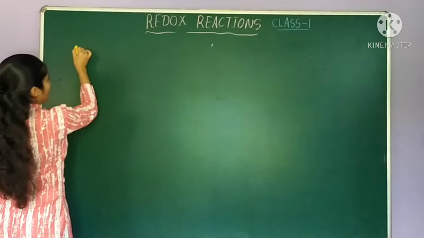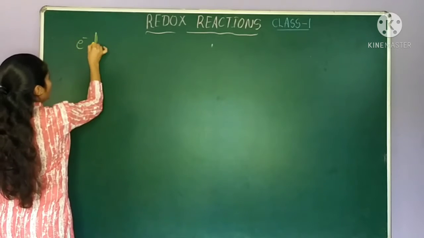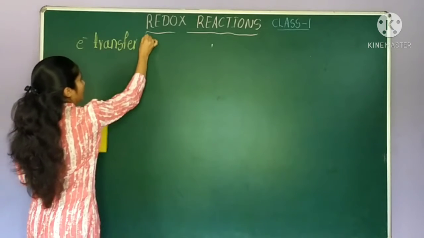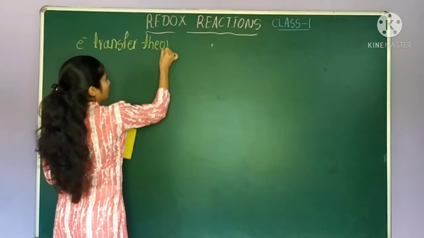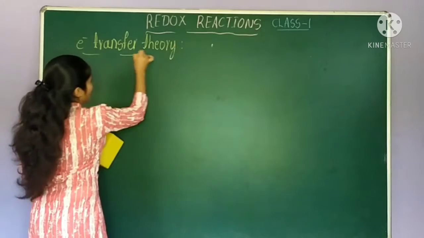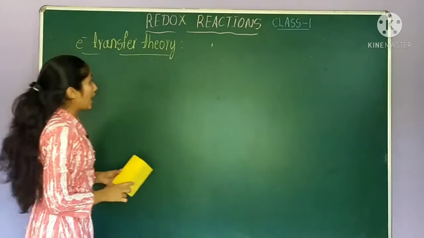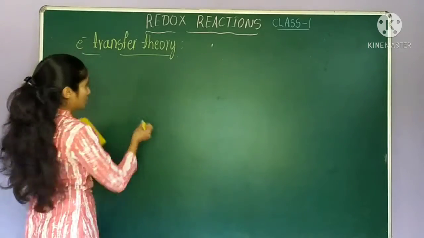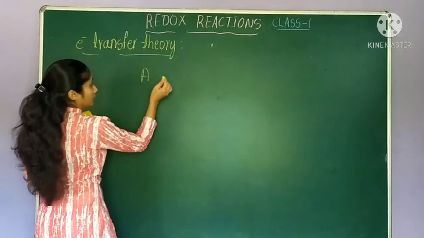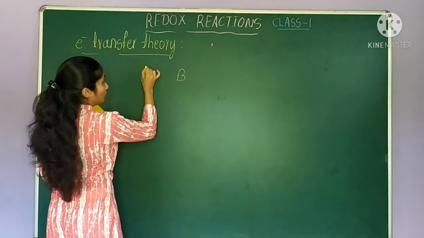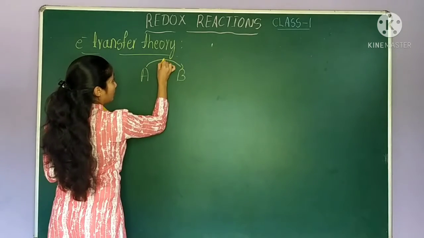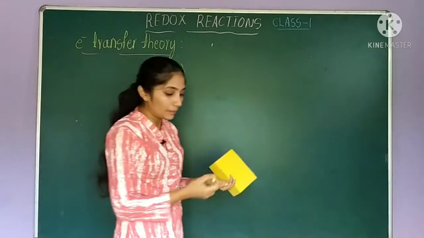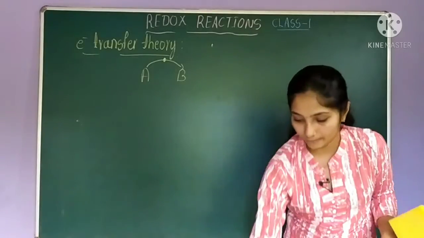So next is the electron transfer concept, or electron transfer theory. In electron transfer theory, if you consider any redox reaction, let me consider A and B. Electron will transfer from one atom to another atom. Before going to this, let us learn an acronym, that is LEO GER.